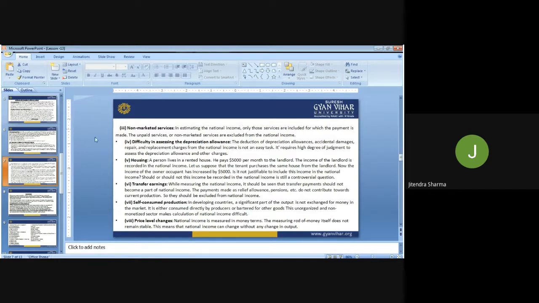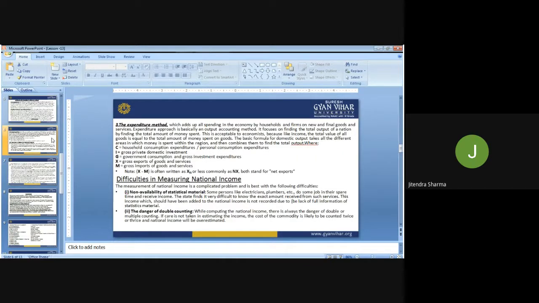Then there is a third parameter: how we calculate the expenditure method. This is very important. It adds all the spending in the economy by households and firms on the new or final goods and services. The expenditure approach is basically an output accounting method. It focuses on finding the total output of a nation by finding the total amount of money spent. It means whatever amount the group of sectors of the society are spending, we are adding them, and on the basis of that we are calculating the national income.